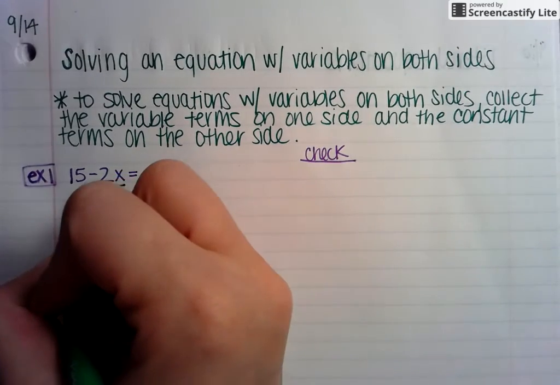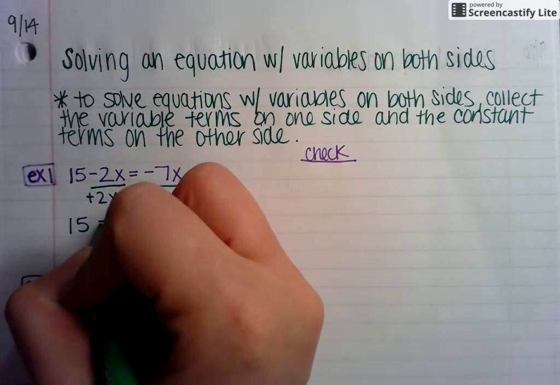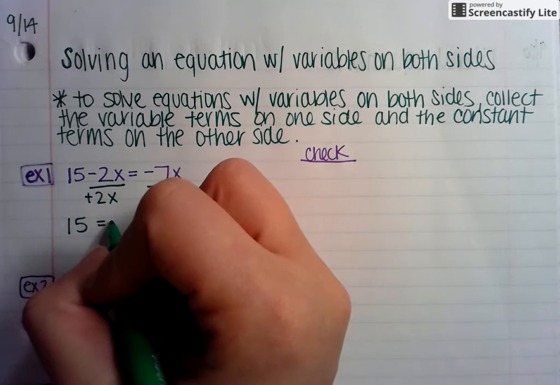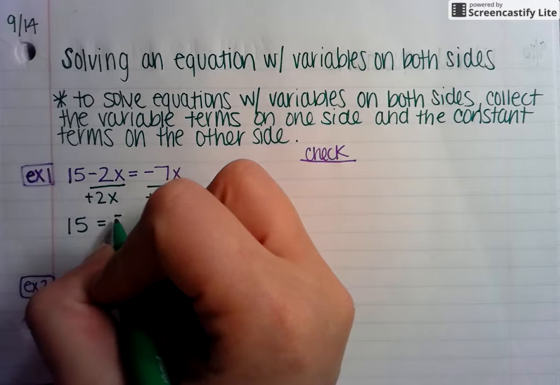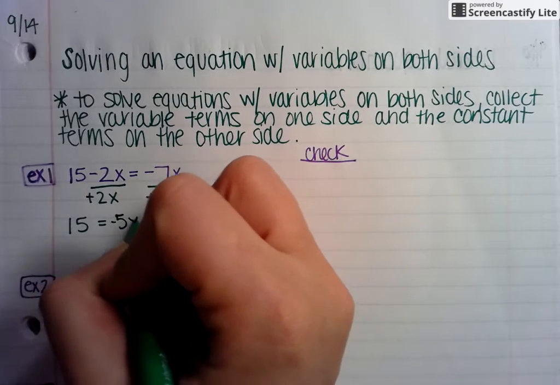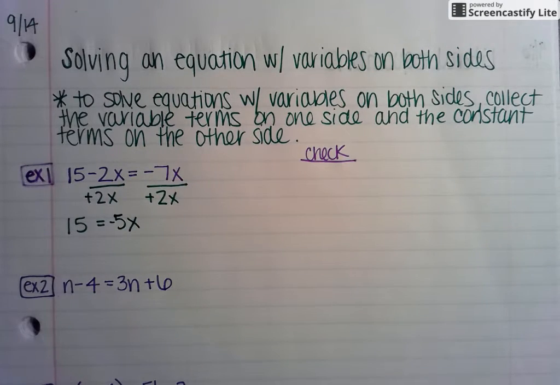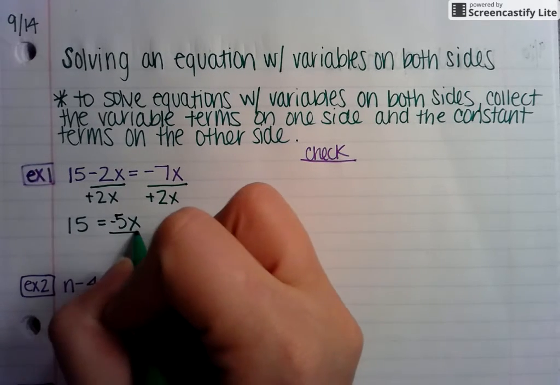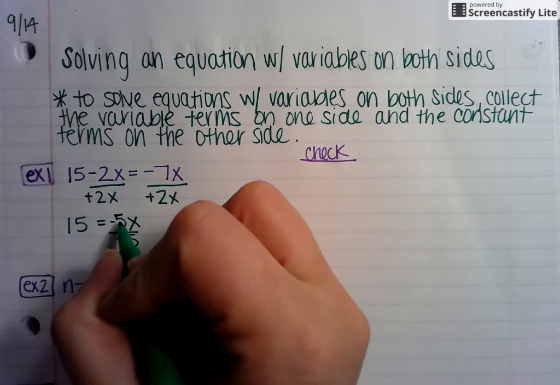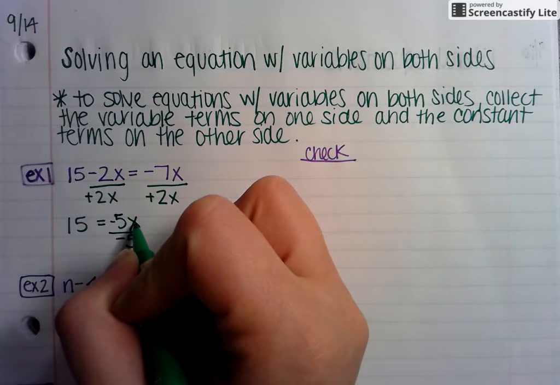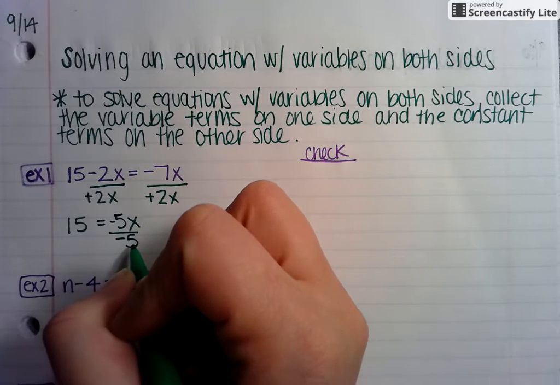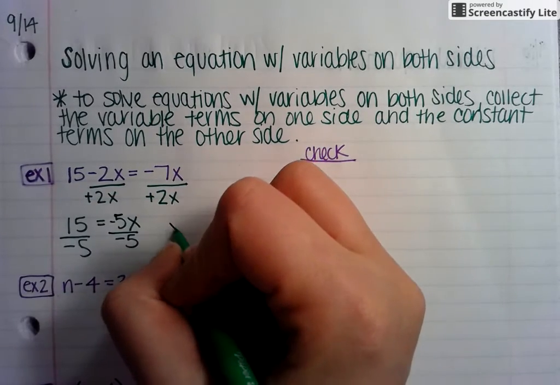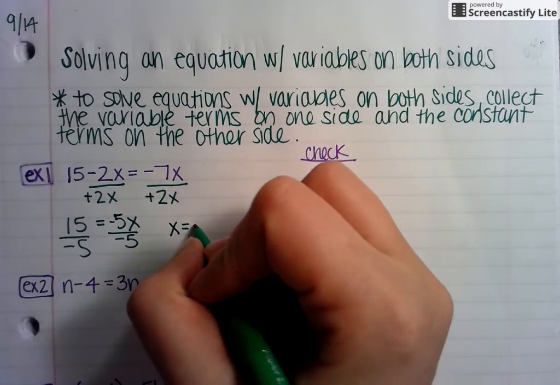So we're going to drop this down. So we have 15 equals, so we have negative 7x plus 2x, which is going to give us negative 5x. We have to isolate the variable, so we want to get x by itself. So we're going to divide both sides by negative 5, because negative 5 times x is over here. To get rid of that is dividing by negative 5. So we're going to be left with x equals negative 3.